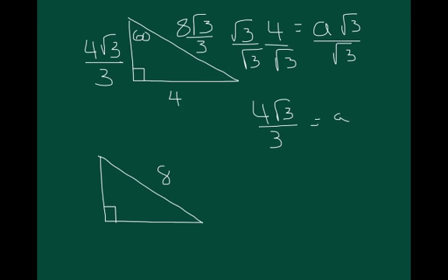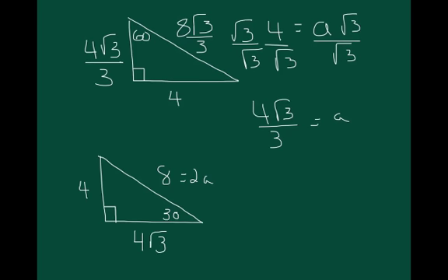Now the last place that they can give us a side would be the hypotenuse. So if you're told that 8 is the hypotenuse, then you know that 8 equals 2a. So the side opposite 30 degrees must be half that, or 4. And then of course the side opposite 60 degrees will be a times the square root of 3, or in this case 4 root 3.